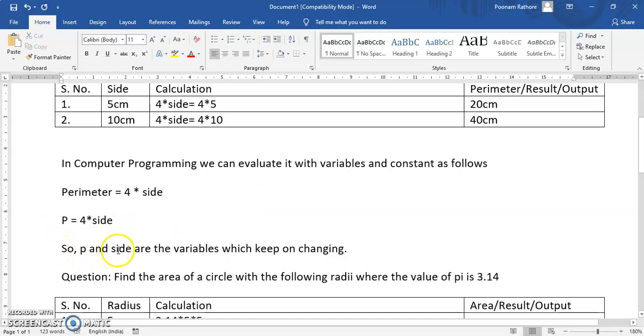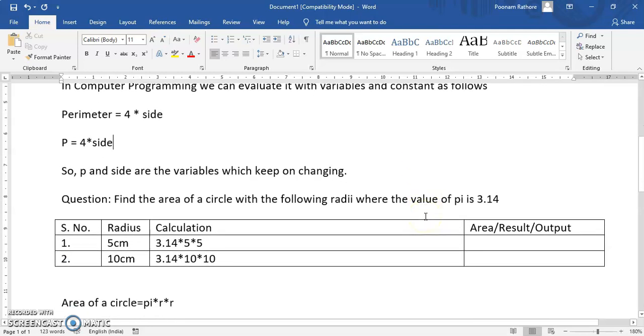So over here, P and side, as I told you, the perimeter you can see is changing. It was 20 and 40 centimeter, and side was also changing, which was 5 and 10. So P, the perimeter, and the side, these are the variables which keep on changing. Only 4 is not changing because that is constant, because the square has 4 sides, so it will remain fixed.